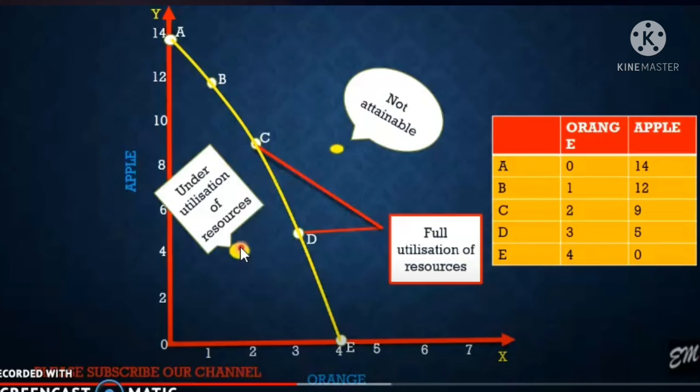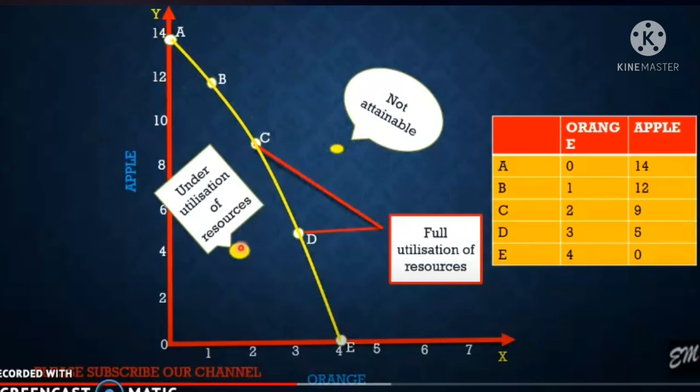So our resources are not fully employed at a point under the curve. It is said to be underutilization of resources. At any point A, B, C, D or E, we can say there is full utilization of resources. Then we can plot another point outside the curve. It is known as not attainable. We can't attain this much growth. Only if our technology or something is improving can we attain a point outside the curve.